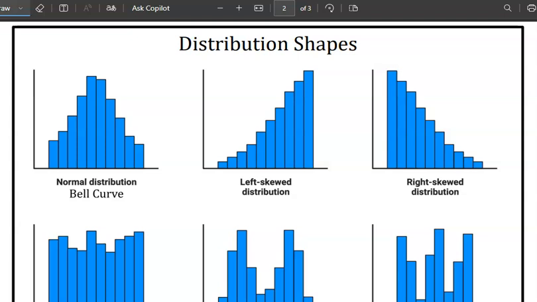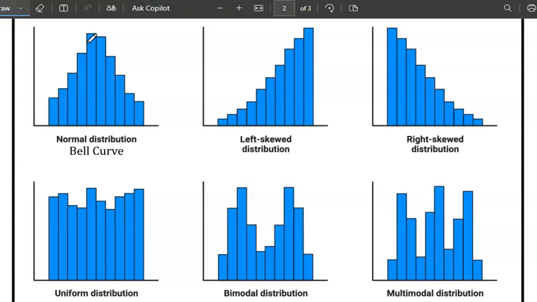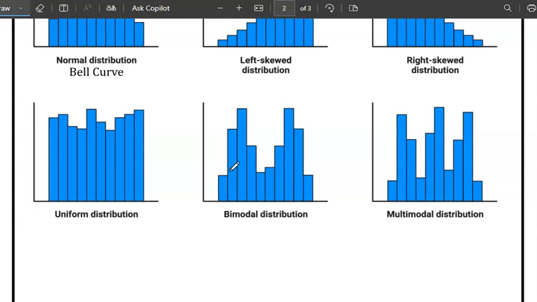Here are some distribution shapes you may see when working with data. We have the bell curve normal distribution. That is when the mean and the median are very close together, or even the same. We have left skewed distribution, left tail, and we have right skewed distribution, right tailed. Uniform distribution, where almost everything is about the same amount. Bimodal distribution and multimodal distribution.